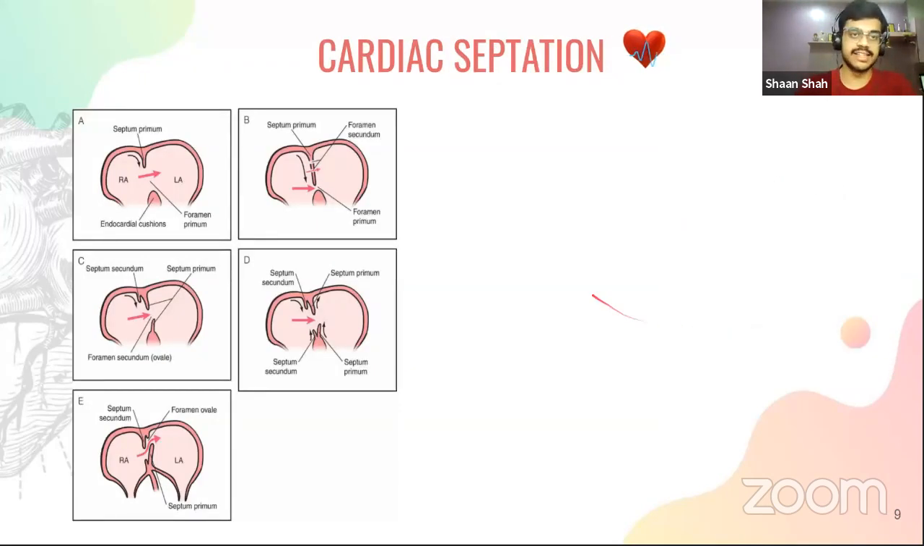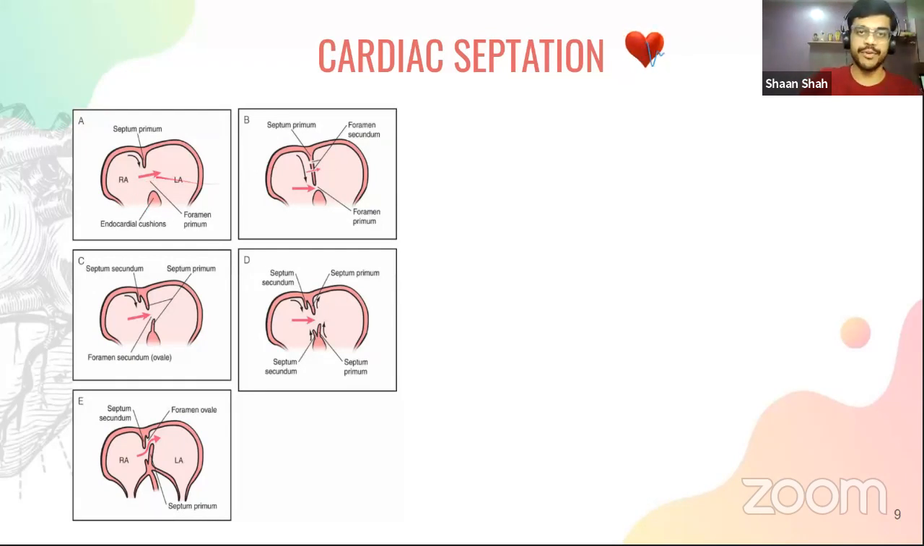First, discussing the interatrial septum. So look at figure A. From the roof of the primitive atrium, there is a sickle-shaped septum, which is known as septum primum. Here is the shunting passage, which is known as foramen primum. Here you can see the endocardial cushion.